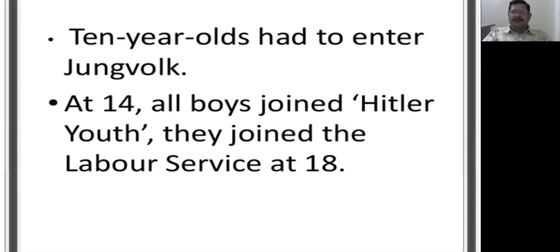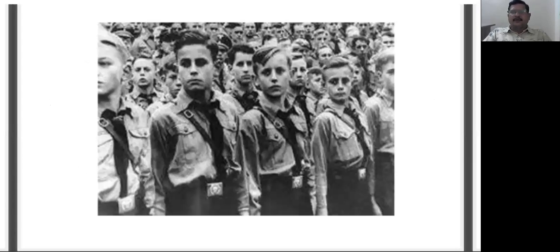10-year-olds had to enter Jungvolk. At 14, all boys joined Hitler Youth. They joined the labor service at 18, like army training, and all the Hitler Youth were trained about warfare, aggressiveness, boxing, and all these things. Martial arts and all were taught to them, and they were given a lot of discipline.